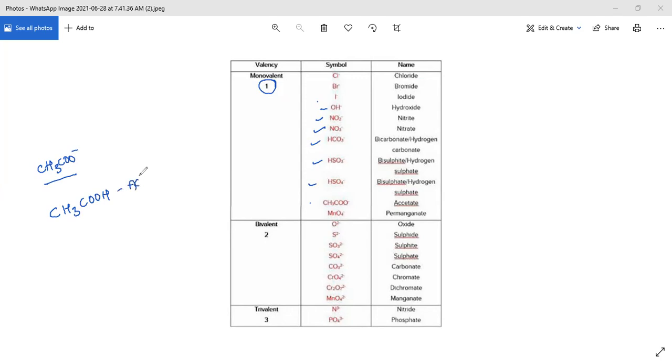This is the acetic acid. CH3COO minus. Sorry, CH3COOH. We'll call this acetic acid.